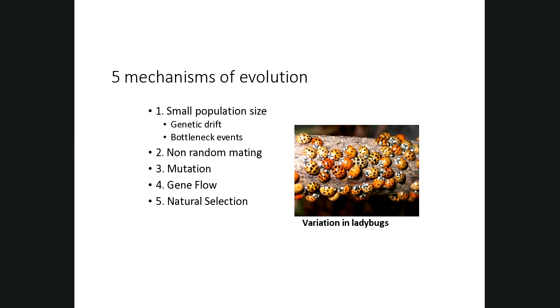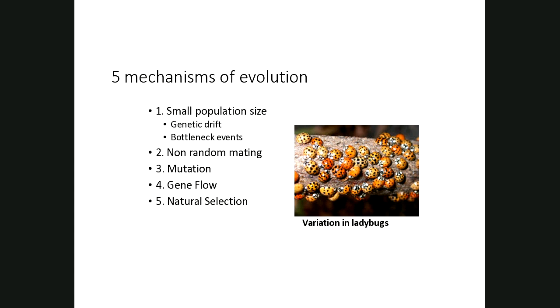So small population size, genetic drift, bottleneck, number 2, non-random mating, 3, mutation, 4, gene flow, and 5, natural selection. So he's come up with a really cool way to describe evolution and a unique way for you to remember that the 5 different things that are involved in evolution are small population size, which is genetic drift, non-random mating, mutation, gene flow, and natural selection. So take a look at that video and you will be good to go.